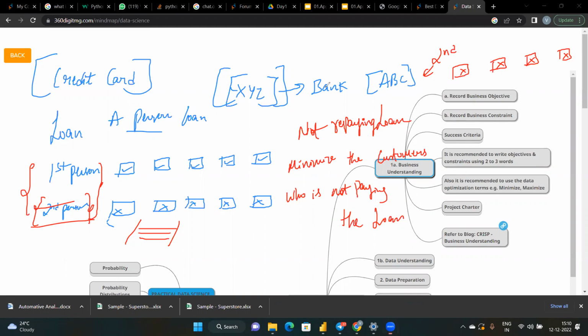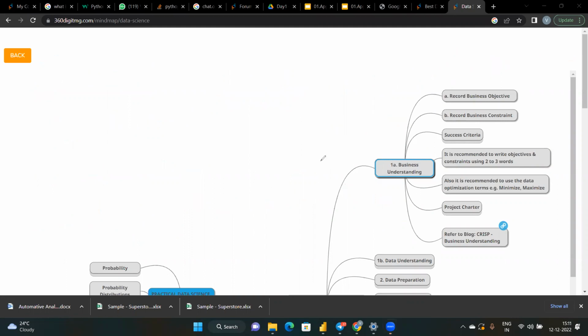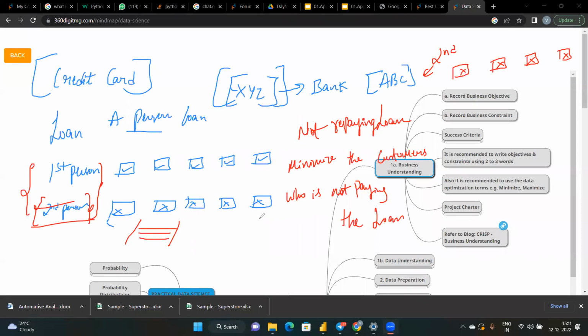Moving on, we'll see what a success criteria is. It is recommended to write the objective and constraint using a few words. So guys, when I write minimize and maximize, we saw what the business objective and business constraint are. This is my objective and this is my constraint.